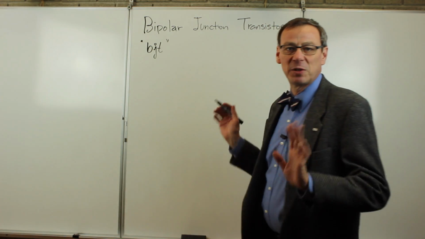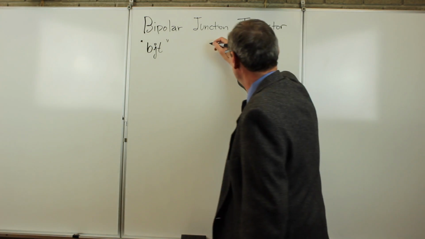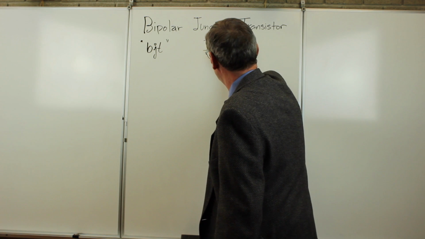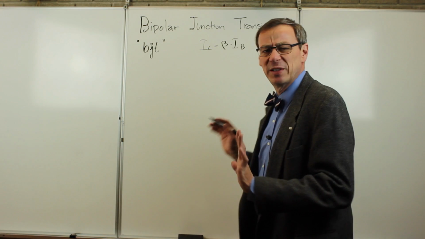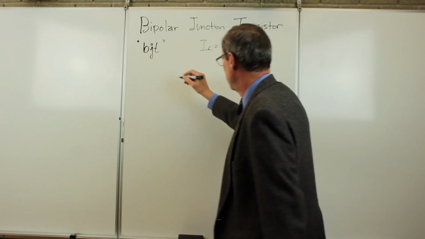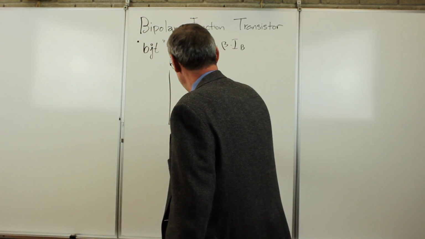Okay, so we have our properly biased transistor. We know that the collector current is beta times the base current. So we can talk about the IV curve of this transistor. So let's draw our IV curve here.